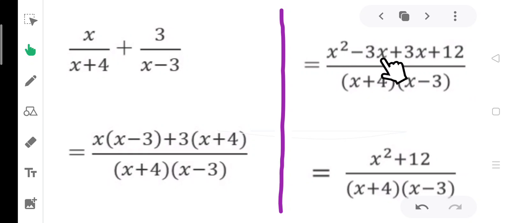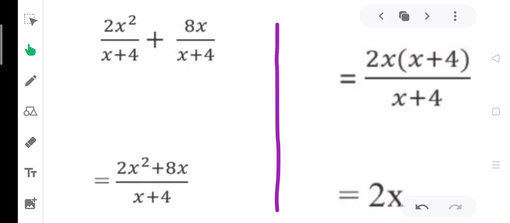Then combining the numerators with the same terms or variables, we have negative 3x plus 3x. This becomes 0. So we have x squared plus 12 in the numerator, all over the quantity of x plus 4 times the quantity of x minus 3. Since x squared plus 12 is already prime, we could no longer factor this one. So this is our sum, or the final answer.